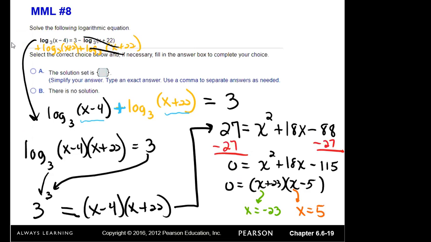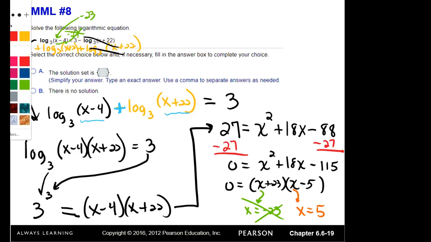But if you plug in a negative 23 here, you're going to get negative 23 minus 4, which is negative 27. And then you can't take the log of a negative, so that one's out. And you got to check both, because sometimes, as you can see right here, it says there is no solution. That's an option. But if I plug in 5 right here, 5 minus 4 is 1, I'm okay.